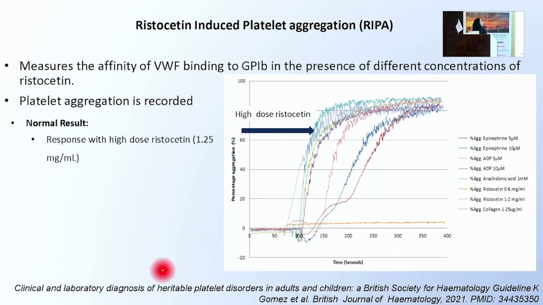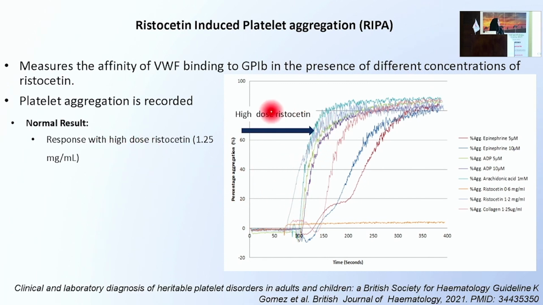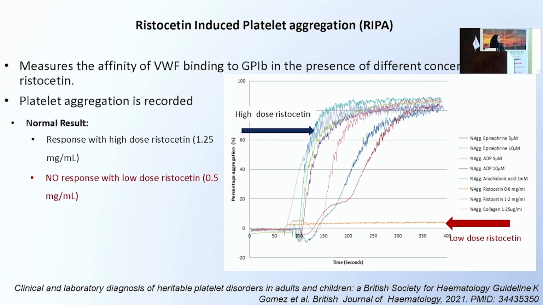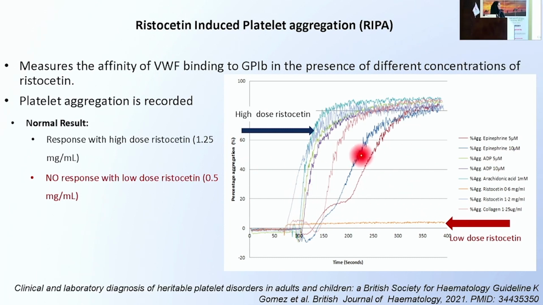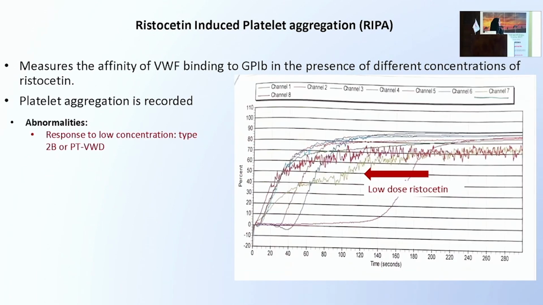So this is a normal result from a normal donor, and as you can see, a high-dose ristocetin should produce this normal aggregation response. However, the low-dose ristocetin should not cause any response in a normal individual. In contrast, this is a patient with either type 2B von Willebrand or the pseudo von Willebrand, where the patient is showing abnormal aggregation to low-dose ristocetin that's usually 0.5 milligram per ml.